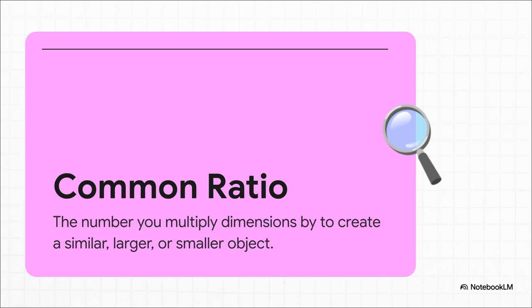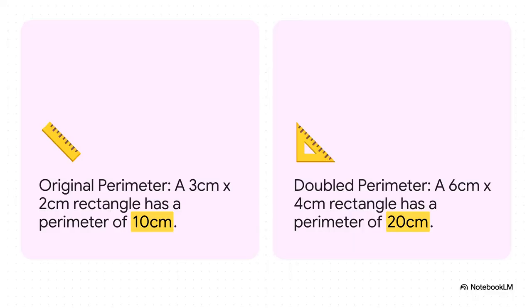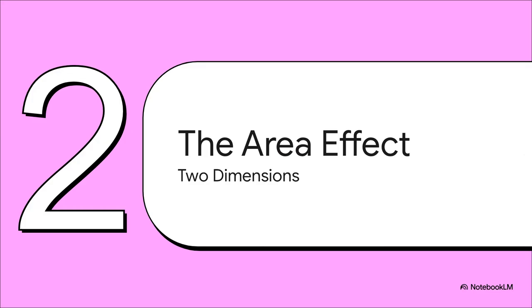Pretty straightforward, right? And here, in one dimension, with something like a perimeter, everything works exactly like you'd expect. We double the sides, using that common ratio of 2, and what happens? The perimeter doubles, from 10 to 20. A perfect 2-to-1 ratio. So far, so good. No surprises here.